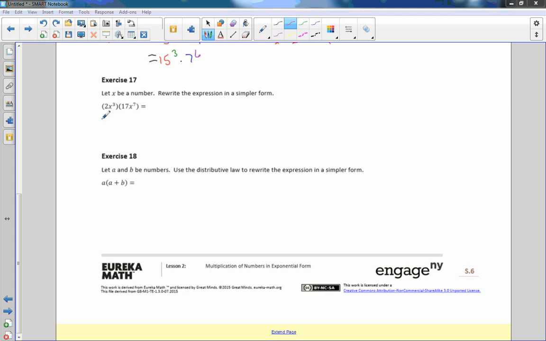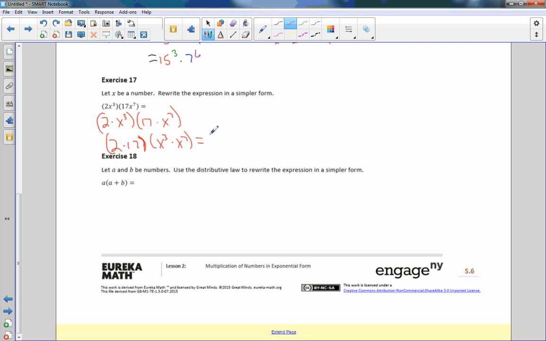So think of this as 2 times x cubed, and then multiplying that whole thing by 17 times x to the 7th. If we rearrange these parentheses, I can pull the 2 and the 17 out: 2 times 17, and regroup these, and then multiply that by x cubed times x to the 7th. All I did was put like terms together. 2 and 17 are my coefficients, x and x are my bases, and then I can simplify that.